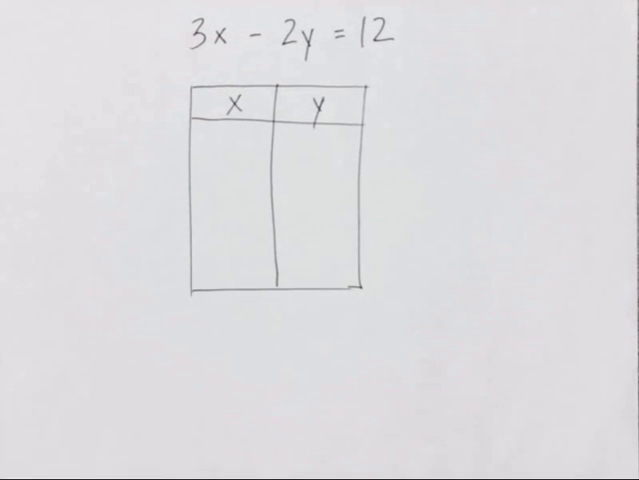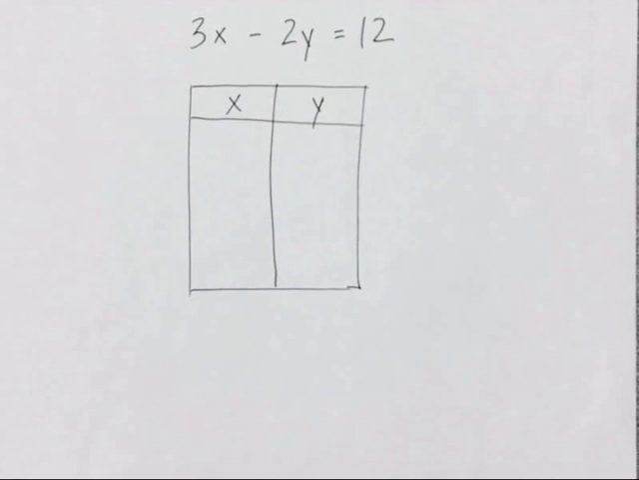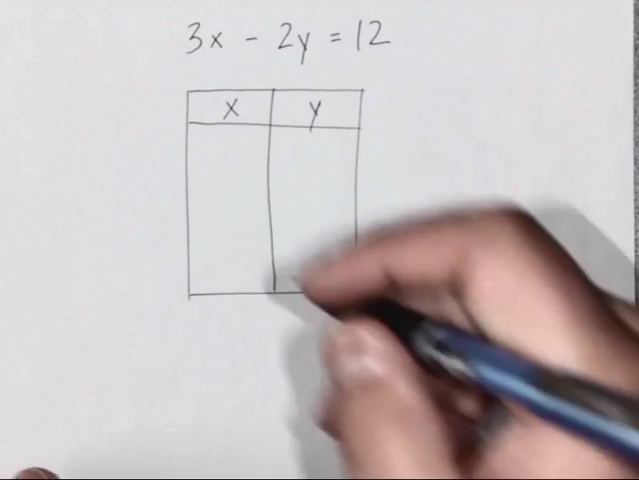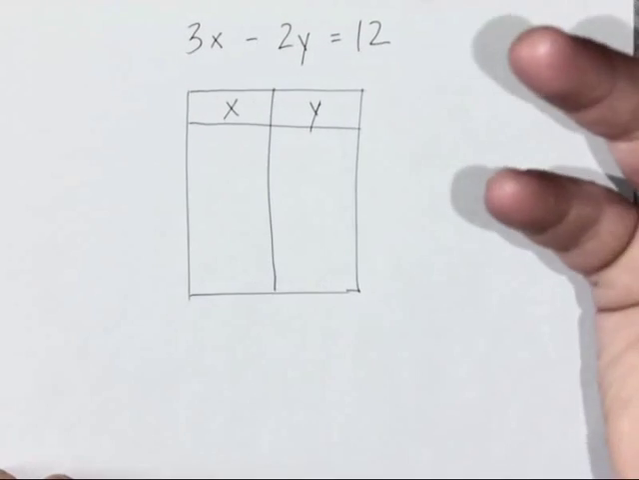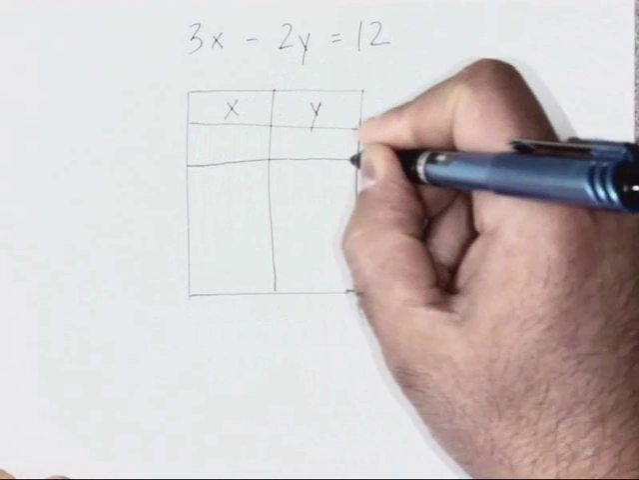3x minus 2y equals 12. So I have coefficients in front of these variables, which makes this more difficult. However, I still don't have a table premade for me, so I'm going from scratch here.